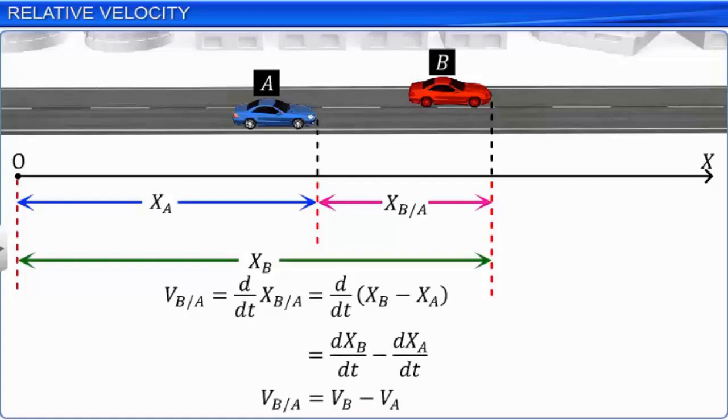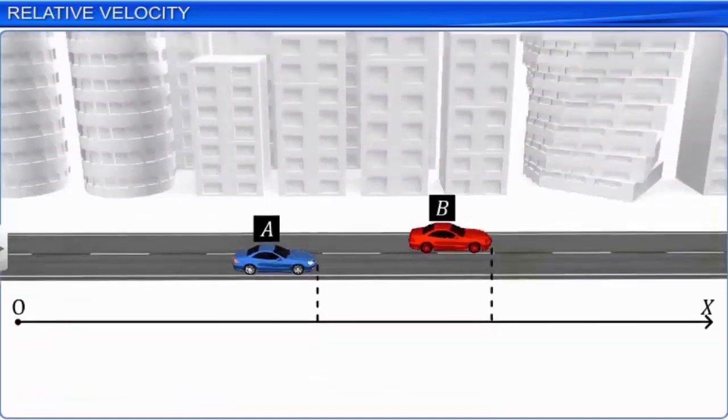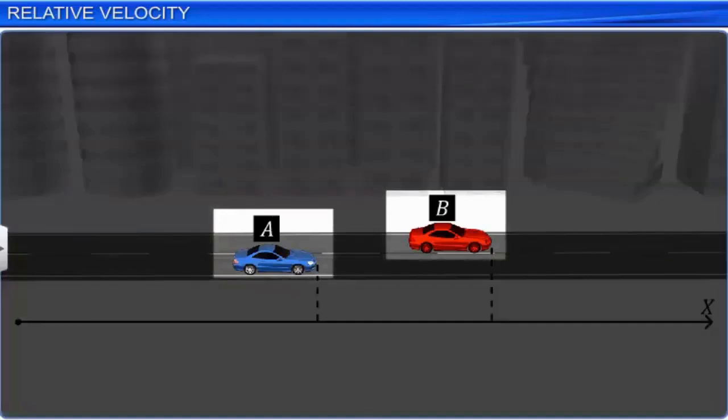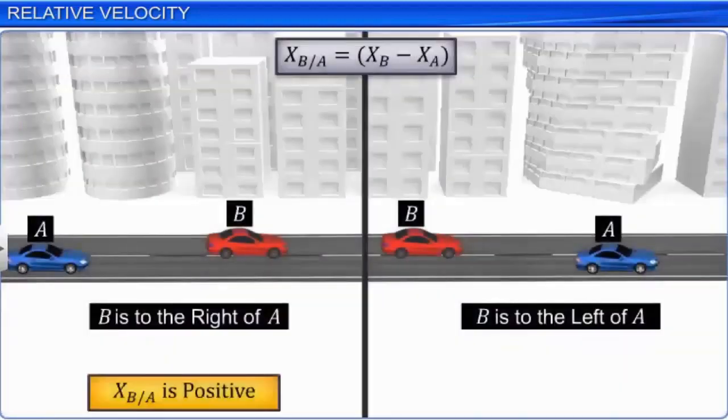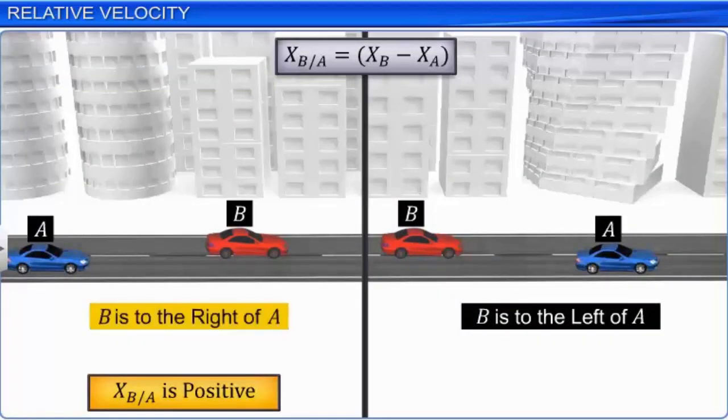Coming to the sign convention, regardless of the position of the origin O with respect to the positions of A and B, a positive sign for xB/A means that B is to the right of A, and a negative sign means that B is to the left of A.